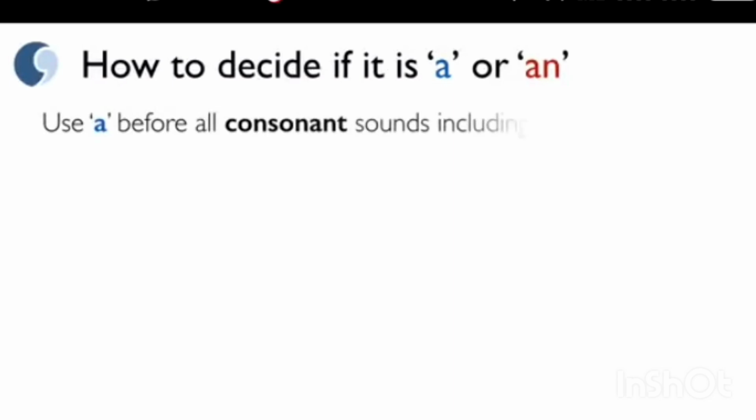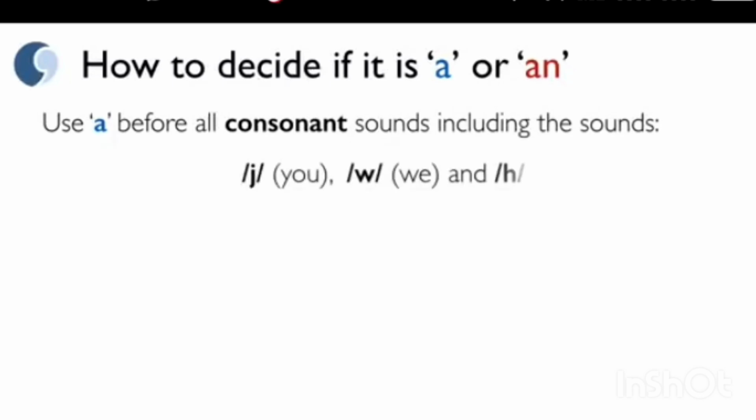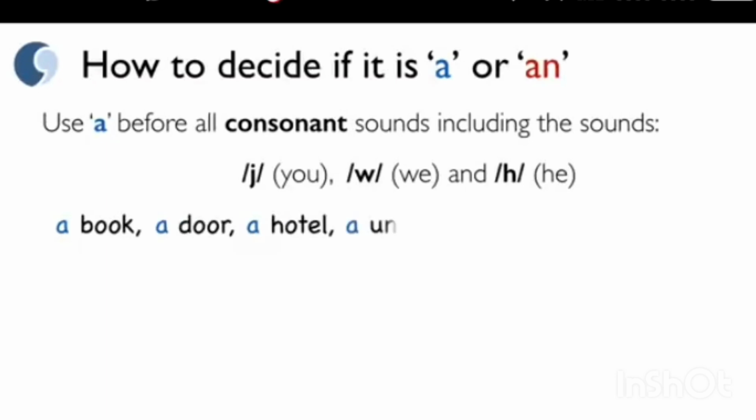Let's have a look at how we decide if it's a or an. Use a before all consonant sounds, including the sounds y as in you, w as in we, and h as in he. For example, a book, a door, a hotel, a university, a week, a yellow bag.